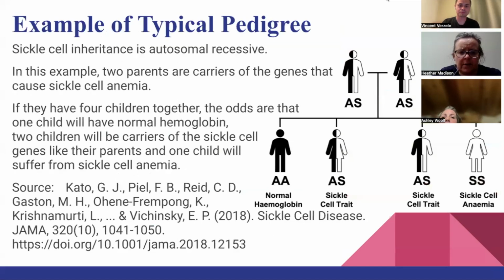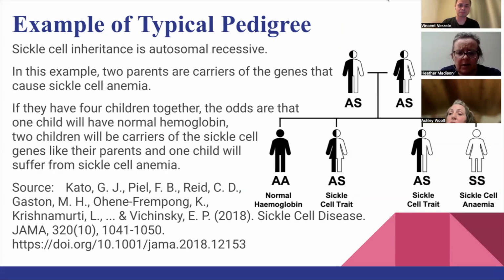So, as we've indicated before, the sickle cell inheritance is autosomal recessive. So as we see in this chart here, if you have 2 parents that are carriers, they may have absolutely no symptoms of sickle cell. They may not even know that they're carriers unless they've been tested.